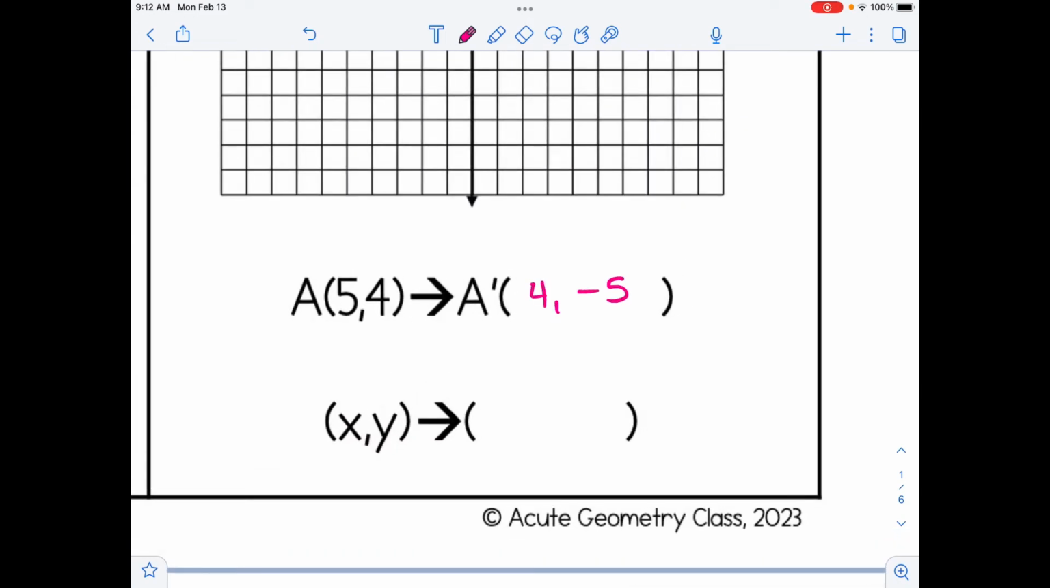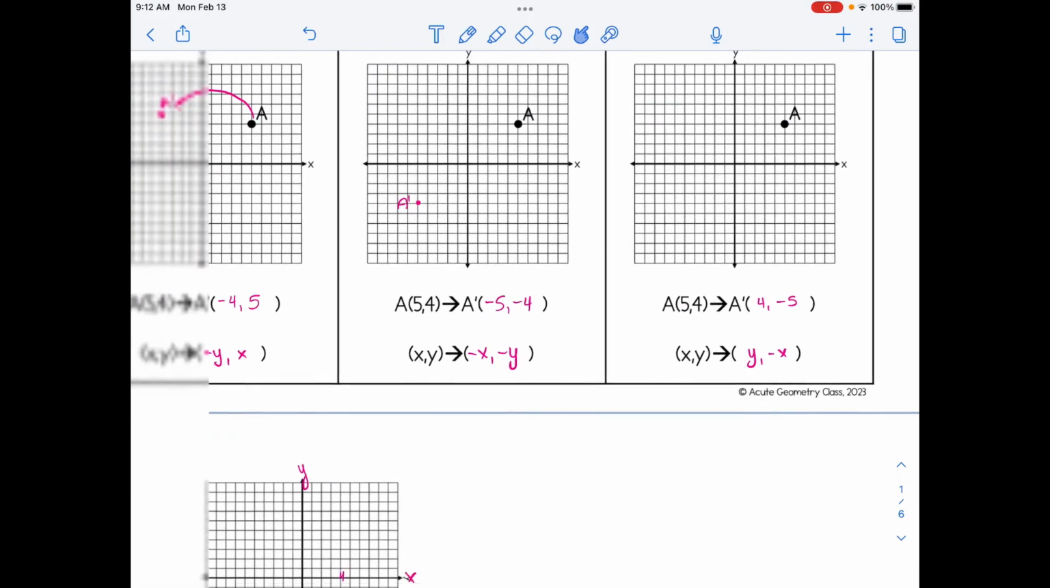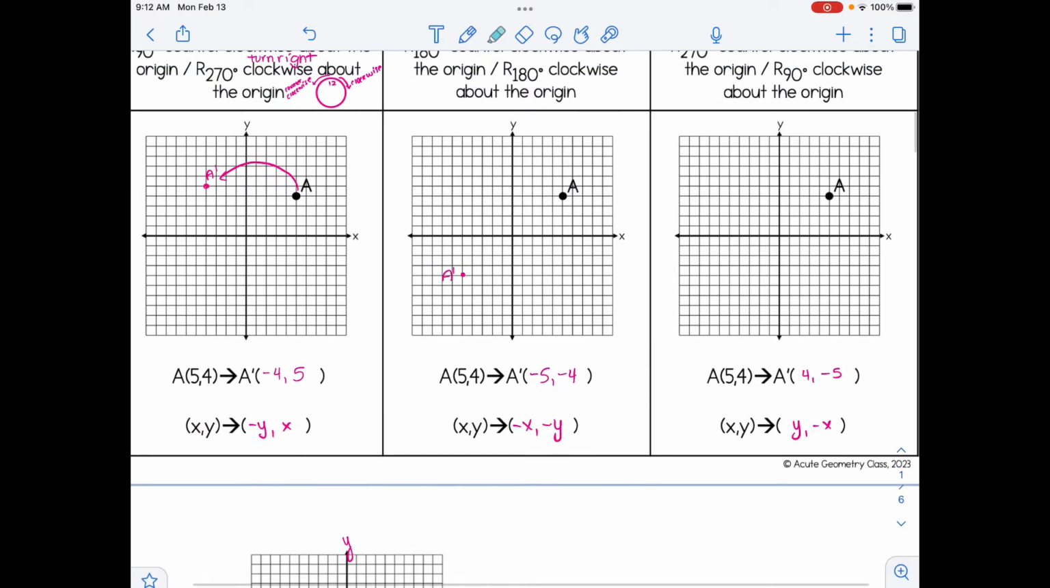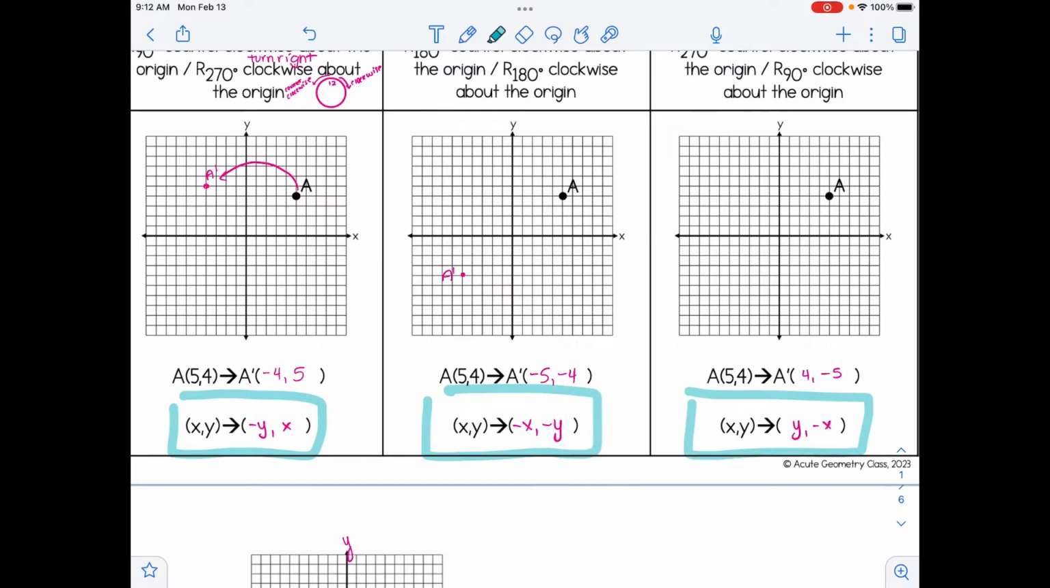So let's talk about what happened. The 2 values were swapped, and what was the x coordinate got negated. So xy becomes y, negative x. Okay. These 3 shortcut rules here, so rotation of 90 counterclockwise, rotation of 180, and rotation 270 counterclockwise, are really helpful so that if you don't have graph paper or you don't want to turn your paper, you could actually find the coordinates of the image still.